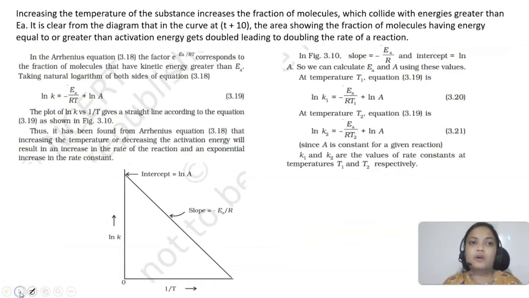What is the most probable kinetic energy? I hope you have understood. Now what we have seen is that increasing the temperature of a substance increases the fraction of molecules which collide with energies greater than the activation energy. The area showing the fraction of molecules gets doubled, so the rate of reaction will be double for every 10-degree rise in temperature.